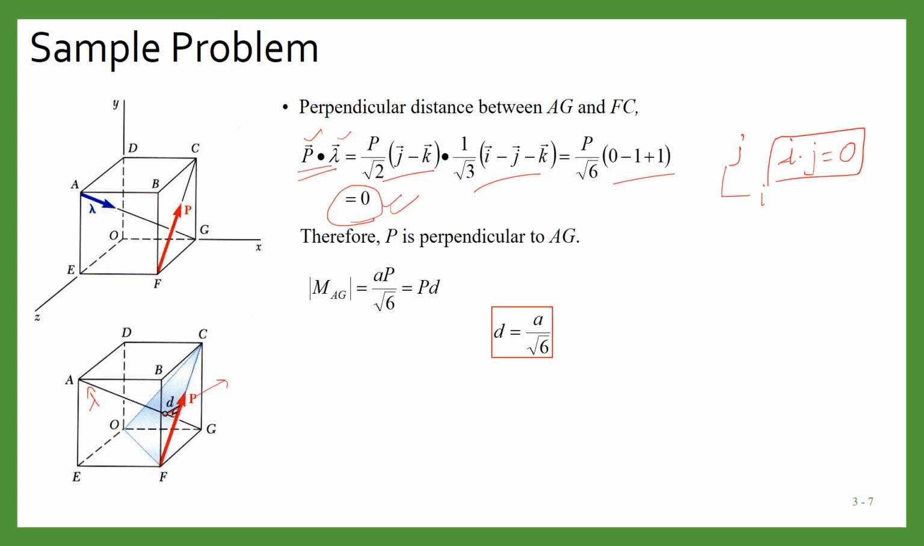Now this moment we know, and this moment we can also calculate, because we know that moment can also be calculated by the force into the perpendicular distance, okay. So this is the force and this is the perpendicular distance. So we need to simply equate these two terms, then you will get d as a by under root 6. So this is how we can solve these types of problems, okay.